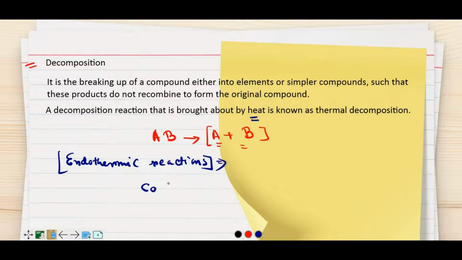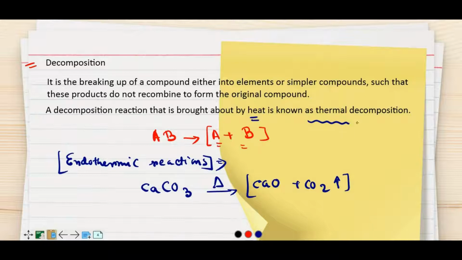We have just observed that if calcium carbonate is treated with heat, then it will form calcium oxide and carbon dioxide. So this is a very good example of decomposition, and as heat is involved, such endothermic reactions are known as thermal decomposition. Basically, if an endothermic reaction breaks up the main substance into two or more simpler compounds, then it is treated as thermal decomposition.